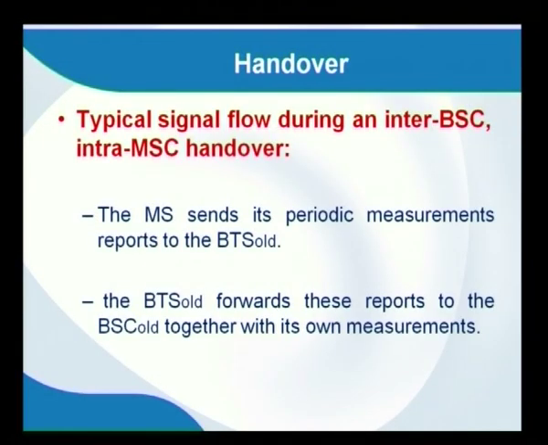Now let us learn about a typical signal flow, about how the handover happens. So first the mobile station sends its periodic measurement reports to the BTS old. BTS old is nothing but the current cell phone tower connected to the mobile station. In the next step, the BTS old forwards these reports to the corresponding base station controller, also referred to as old, as the BTS old is connected with the base station controller. So the BTS will forward the information of the MS along with its own measurement. Both the BTS and the mobile station measure the link quality. Now the report is combined and sent to the base station controller.